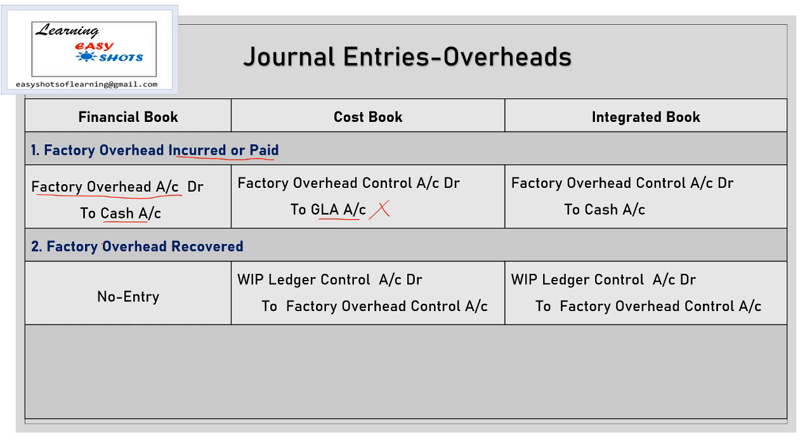Now our second entry is related with factory overhead recovered. Now the factory overhead is recovered with production department. So our entry in the cost books and in the integrated books is WIP ledger control account debit to factory overhead control account, as we have already discussed in our flow chart.